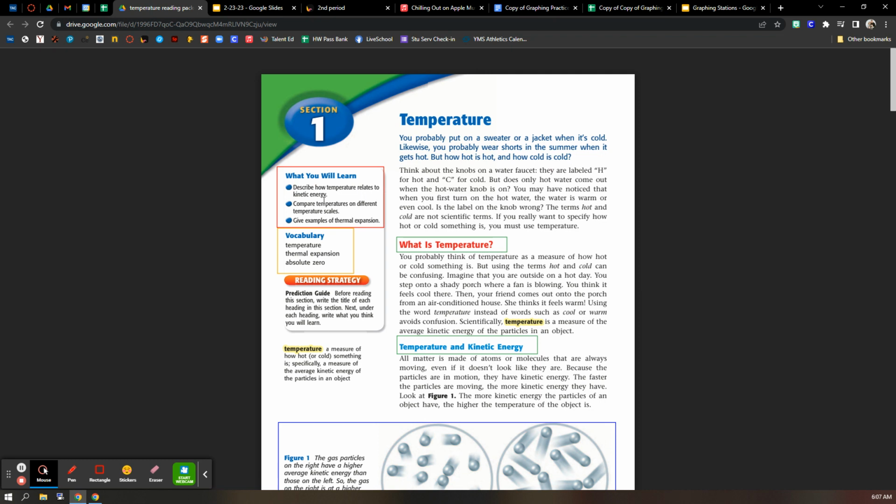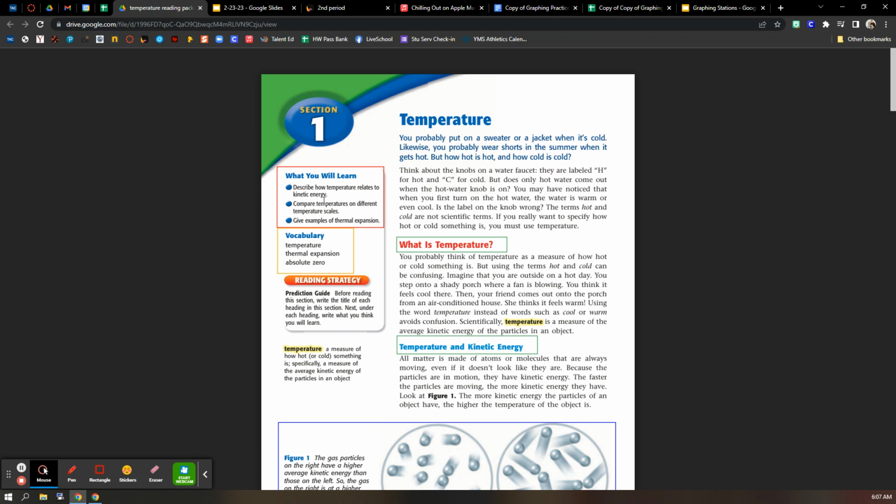Then your friend comes out onto the porch from an air-conditioned house. She thinks it feels warm. Using the word temperature instead of words such as cool or warm avoids confusion. Scientifically, temperature is a measure of the average kinetic energy of the particles in an object. Temperature and kinetic energy.